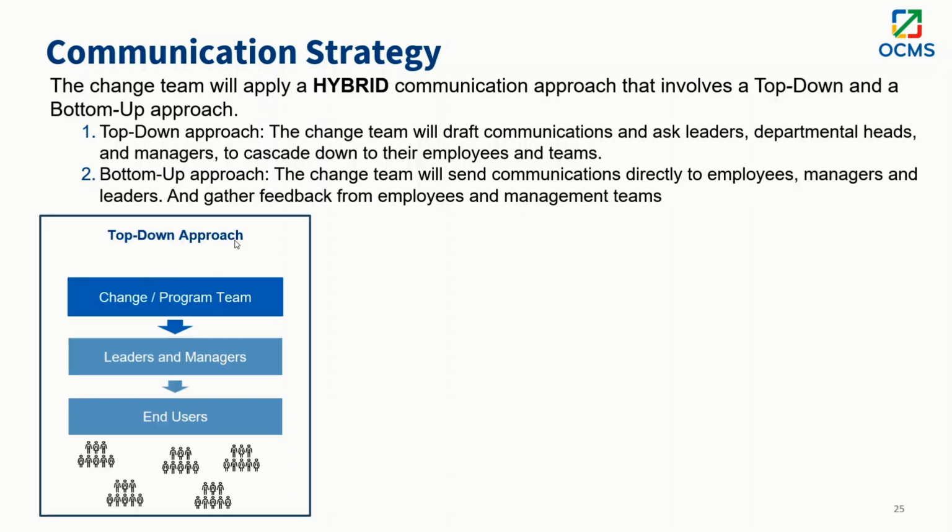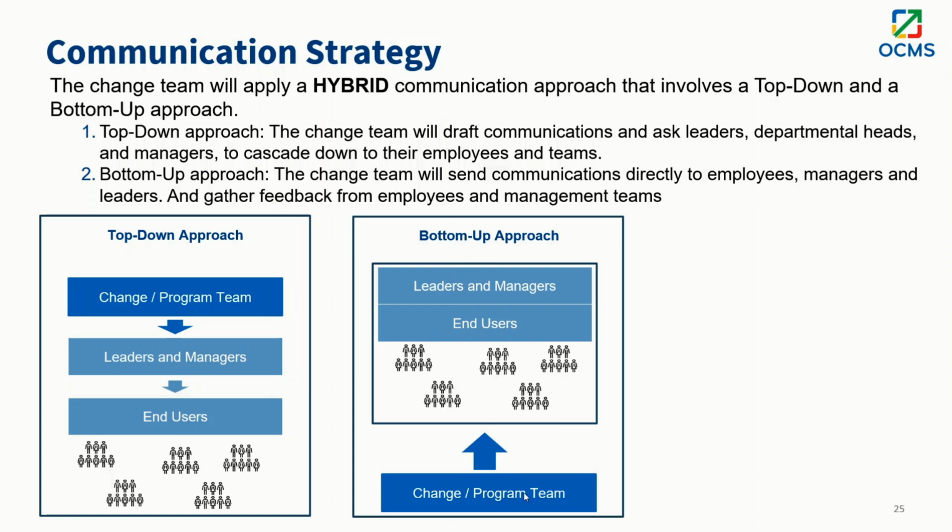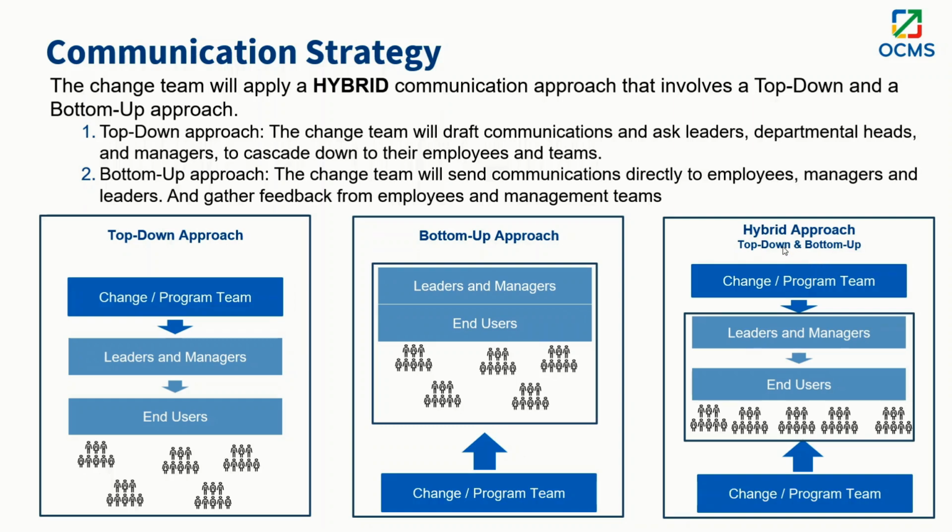With the top-down, and here is a visual representation, the change and program team are providing communications to leaders and managers and asking them to cascade those communications to end users. For the bottom up, it starts from the bottom. The change and program team, including the champions, are sending up communications to everyone. That's a bottom up. And so your approach is to use both of them, which is why we call it a hybrid approach. It is very effective to increase change management successes.